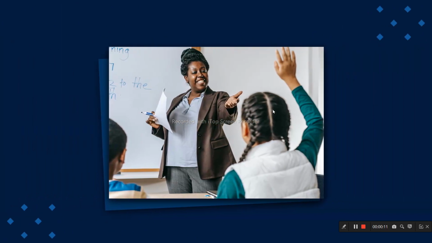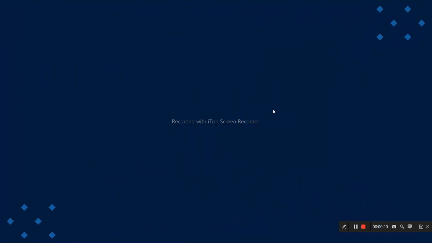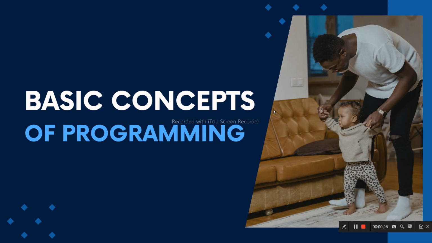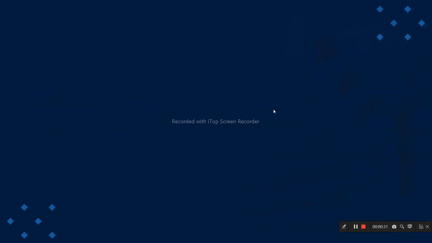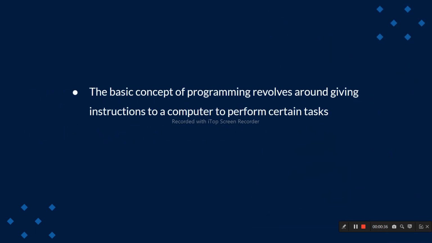So we're basically going to look at the following as our learning objectives today. Actually, it's just one, so no need to panic. Right, so we're just going to look at the basic concepts of programming, as that is very important towards laying a foundation for you learning how to code and all that. The basic concepts of programming basically revolve around giving instructions to a computer to perform certain tasks.